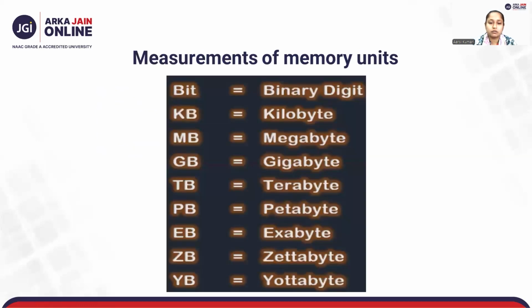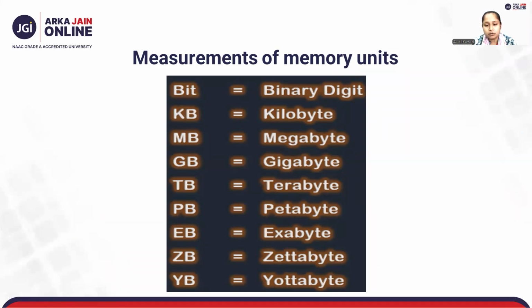Next, we have measurement of memory units. Memory units are used to measure and represent data. These units, which can be measured in bits and bytes, offer a technique to estimate the volume of data which can be stored in a specific device or system. Some of the commonly used memory units are bit, binary digit, KB, kilobyte, MB, megabyte, GB, gigabyte, TB, terabyte, PB, petabyte, EB, exabyte, ZB, zettabyte, and YB, yottabyte.